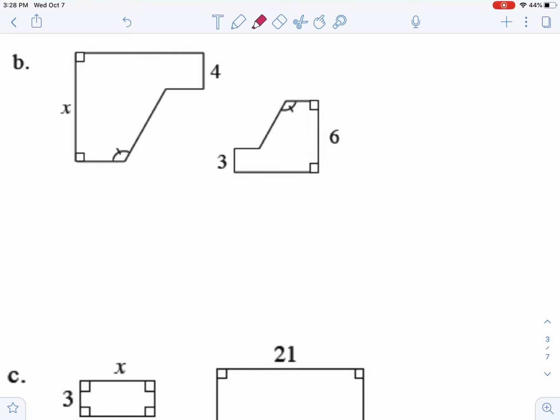So what I would like you to do for part B is pause the video, and then when you have an answer, go ahead and type it in, and then you'll be able to resume the video and see if your answer is correct. All right, so let's check answers.